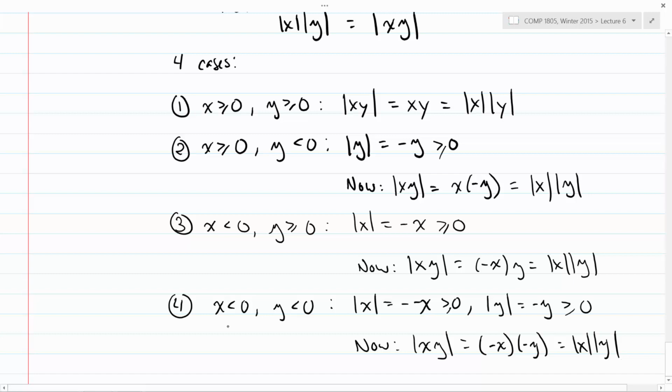So x is less than 0, so the negation of that is minus x is greater than or equal to 0. So that's why I have that there. Other questions?